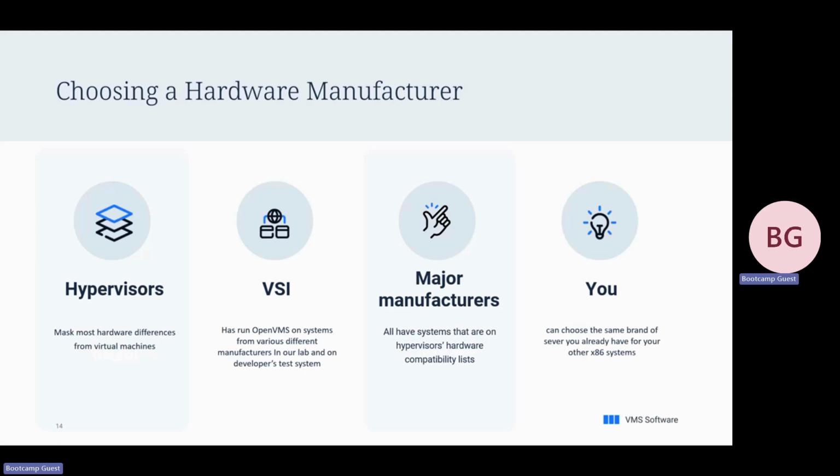Pretty much all the major manufacturers, any manufacturer that you could probably think of, has systems that appear on the hardware compatibility list for ESXi, as well as the hardware compatibility list for Red Hat KVM. So which one do you pick? You can basically choose whatever brand you're most comfortable with. If your entire data center runs on Dell systems, there's no reason for the OpenVMS system to be different. But there's one exception.